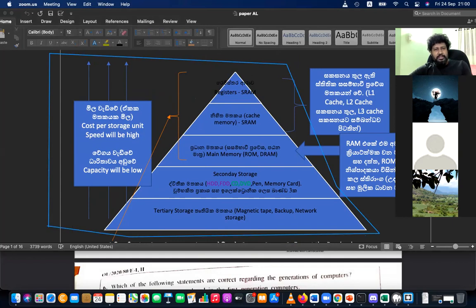I'll give these things as a separate note. Okay, I have highlighted. Please draw this in your book quickly. Do this and let me know, because this is really essential for your next year paper. Definitely you'll get a question from this area. For sure.